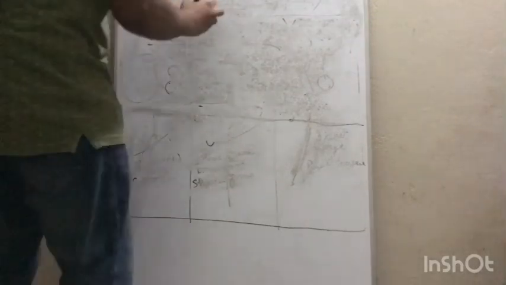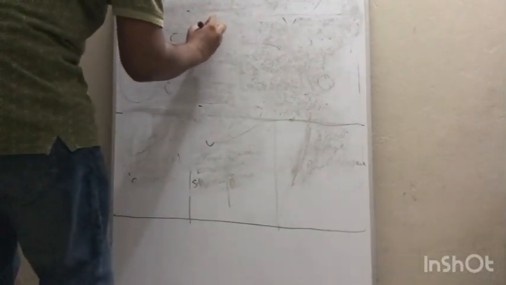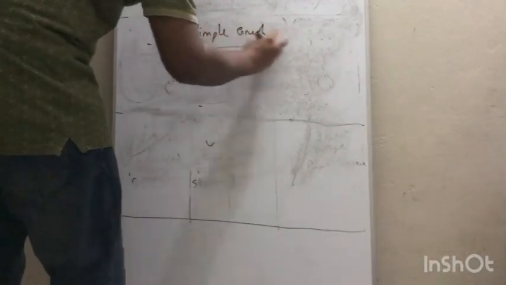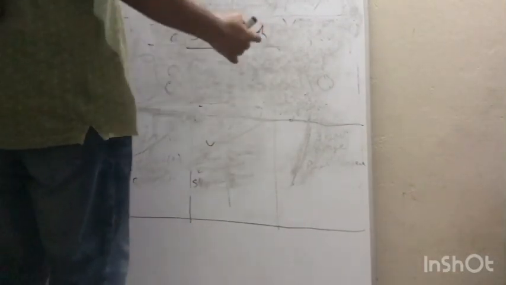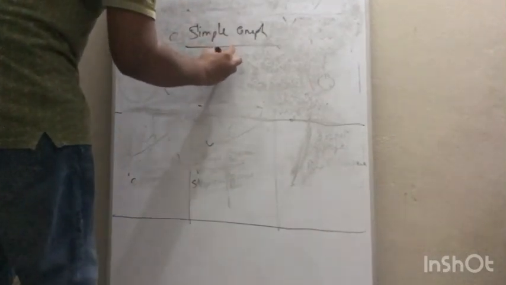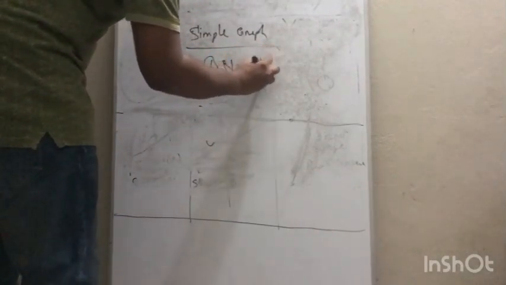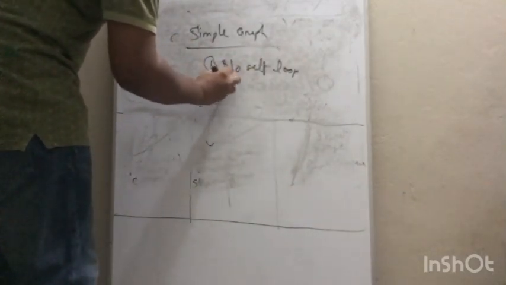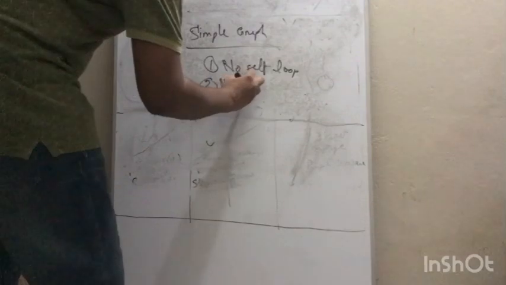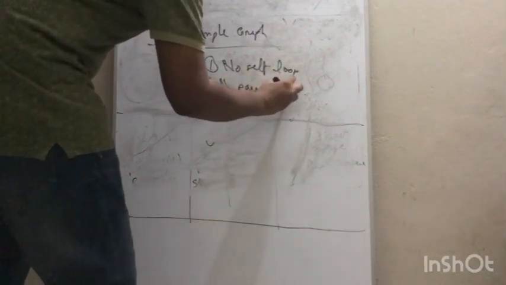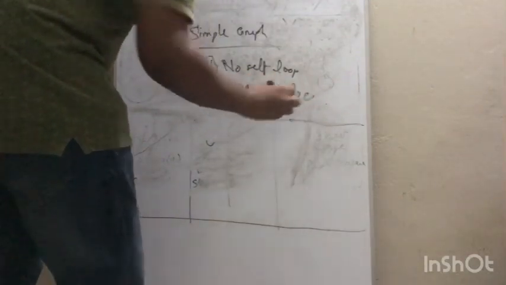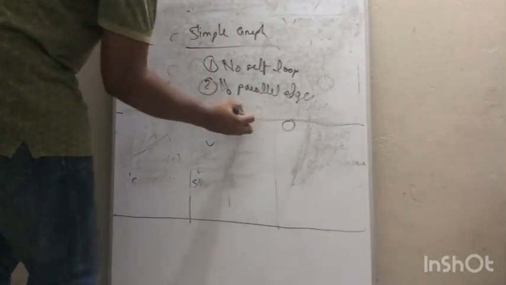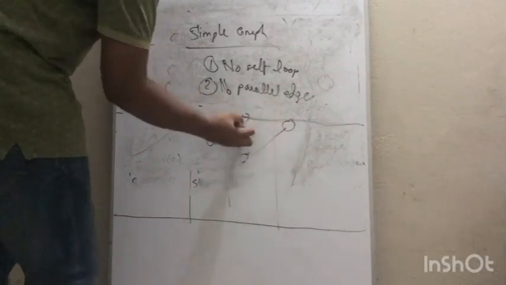Simple graph. It has two properties. One, no self loop. Number two, no parallel edges. Suppose this, a simple graph.